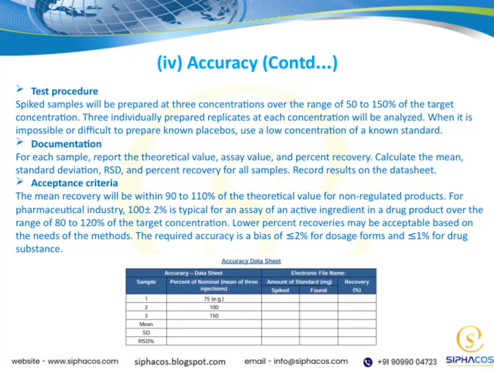Now, let's talk about the test procedure. We prepare spiked samples at 3 different concentrations, ranging from 50 to 150% of the target concentration. For each of these concentrations, we analyze 3 separate replicates. If it's challenging to prepare known placebos, we can instead use a low concentration of a known standard to serve as a baseline.